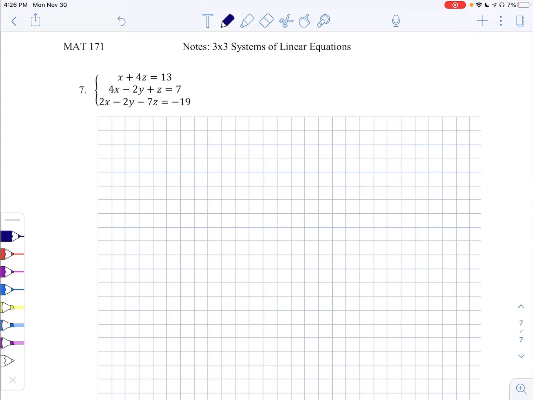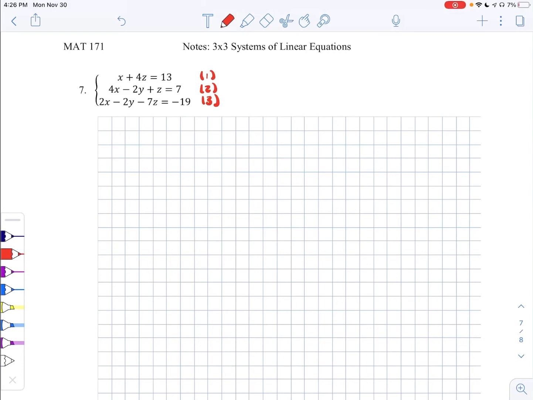Okay, so looking at this system in number 7, something should jump out at you here, and that's that our top equation only has 2 variables in it. It only has the x and the z. Now, believe it or not, this is actually going to make our lives a little bit easier. So normally when we're dealing with a 3x3 system, we take our 3 equations, we split them up into 2 pairs, and then we eliminate one of our variables.